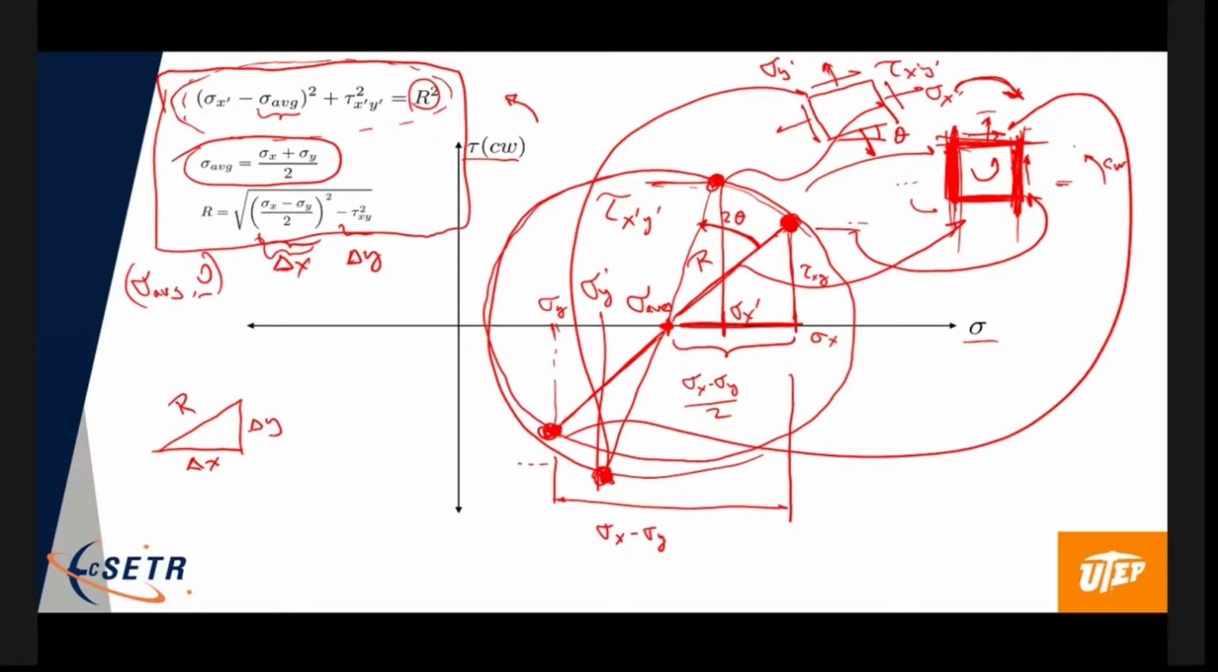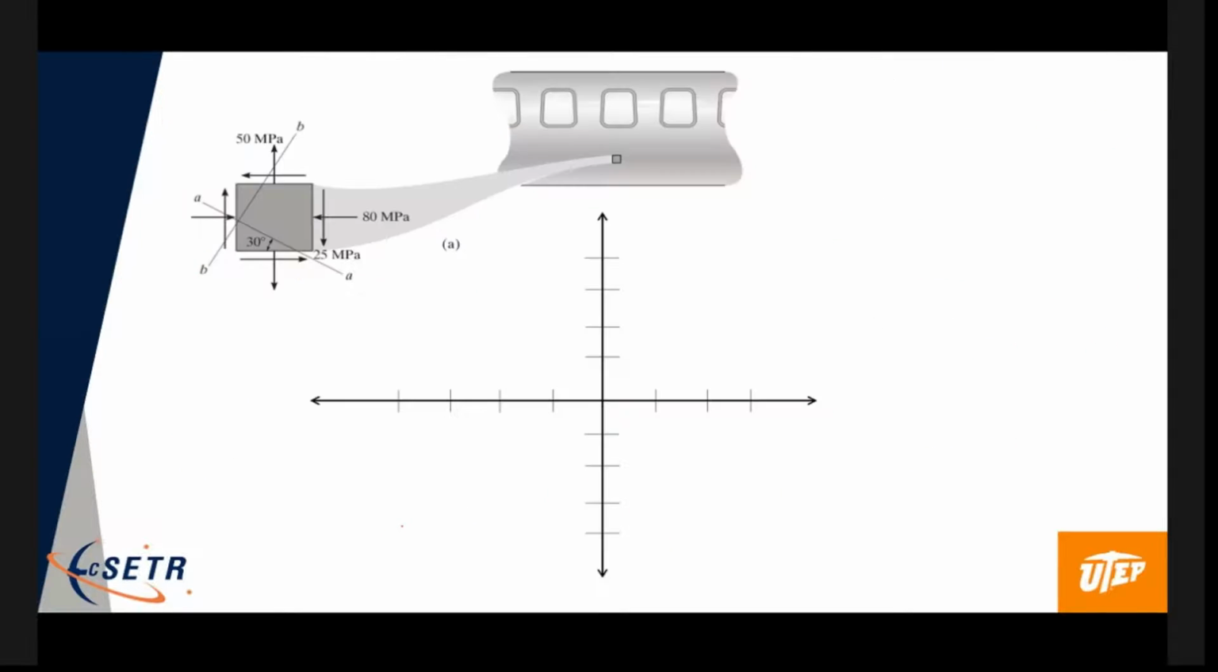The x-axis is the normal stress, so that's pretty easy. The y component is the shear value, remembering that if the shear value on that face wants to rotate it in a clockwise manner, it's positive. If it rotates it in a counterclockwise manner, it's negative. Okay? And then you just draw the circle. Okay, there's a fancy circle.